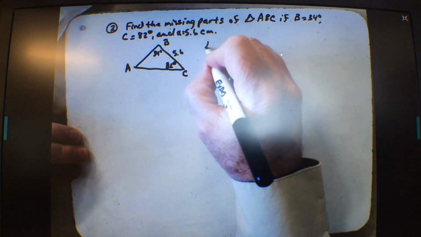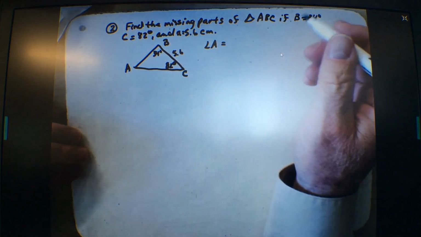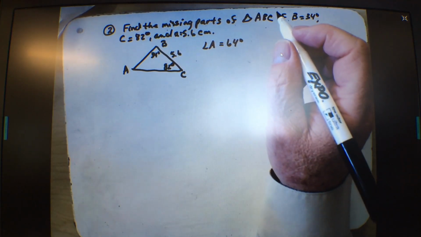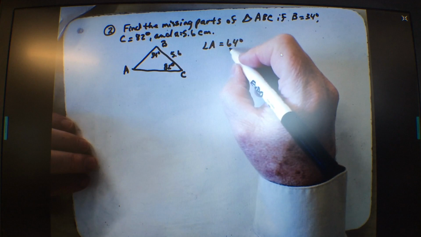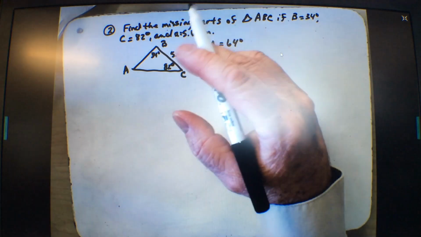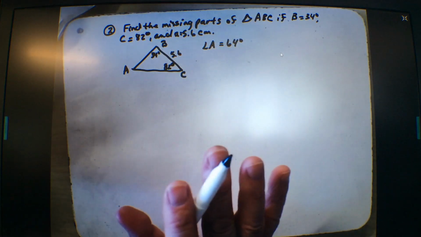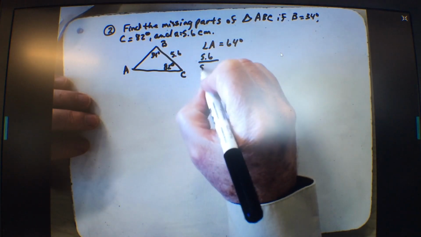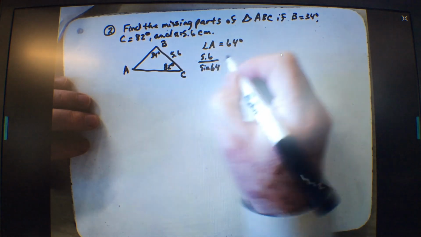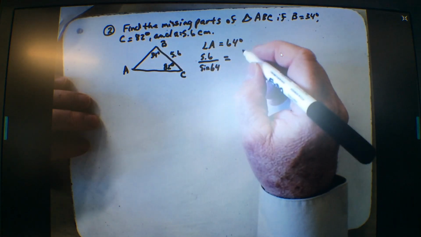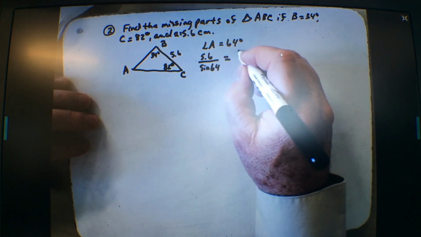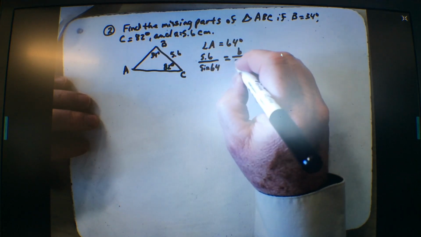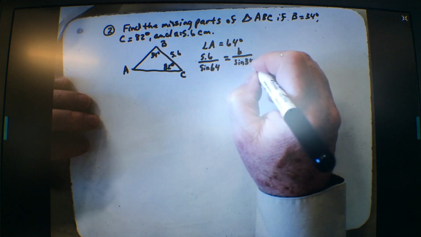Okay, let's start with angle A. How big is that? 64. Okay. Now we know angle A, so we can use it, and you gotta always have that side that's across from the angle to use, right? So I'm going to start with 5.6 over the sine of 64. Don't forget to take the sine of it. Equals, I'm going to start with B. So I'm going to go little b over the sine of 34 degrees, correct?